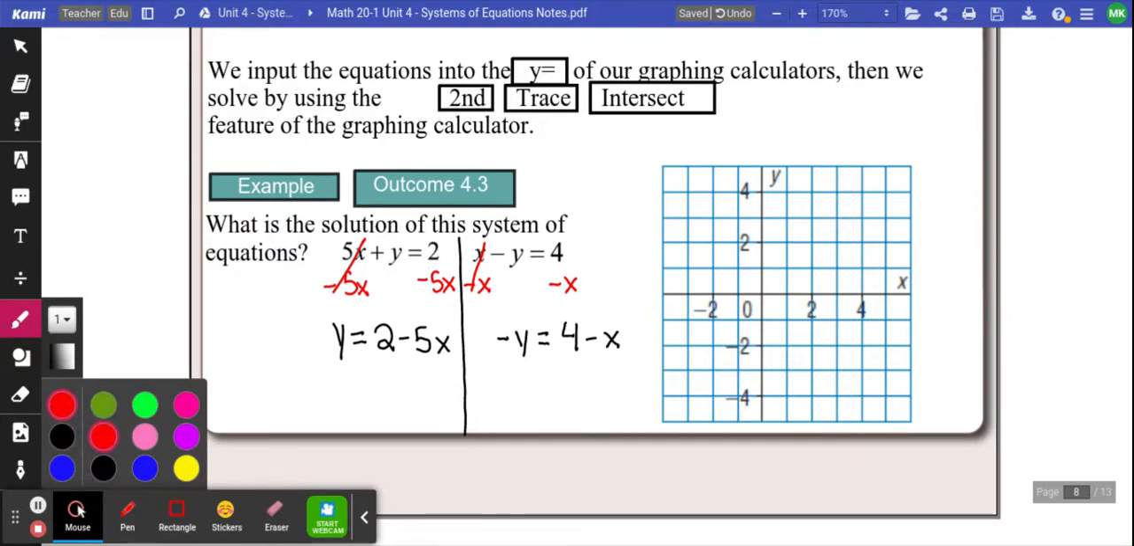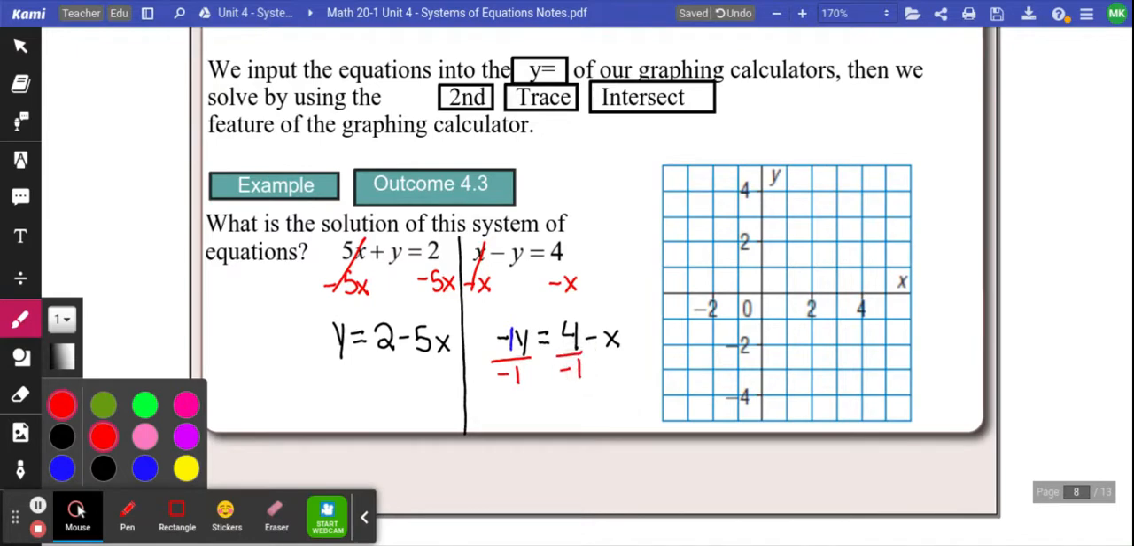What that negative is, it's really a negative 1, right? So that's really negative 1 times y. So what we need to do is divide that negative 1 to the other side of our equation, giving us y equals negative 4 plus x. Fantastic. And now I have my 2 equations here. I have y equals 2 minus 5x, and I have y equals negative 4 plus x.